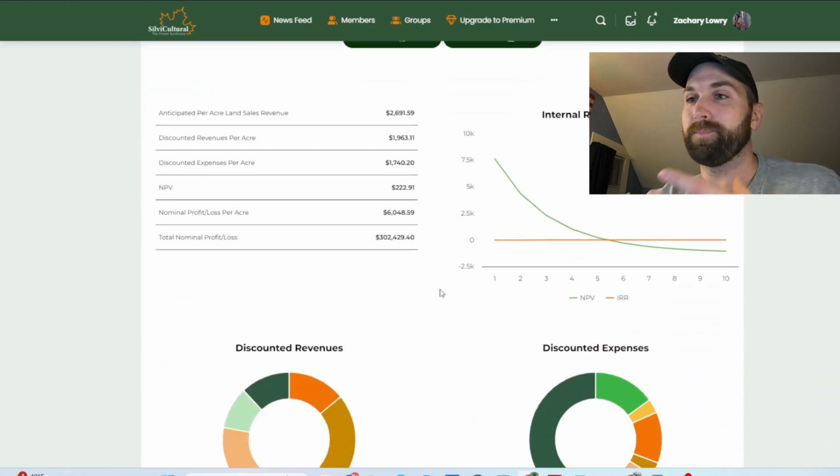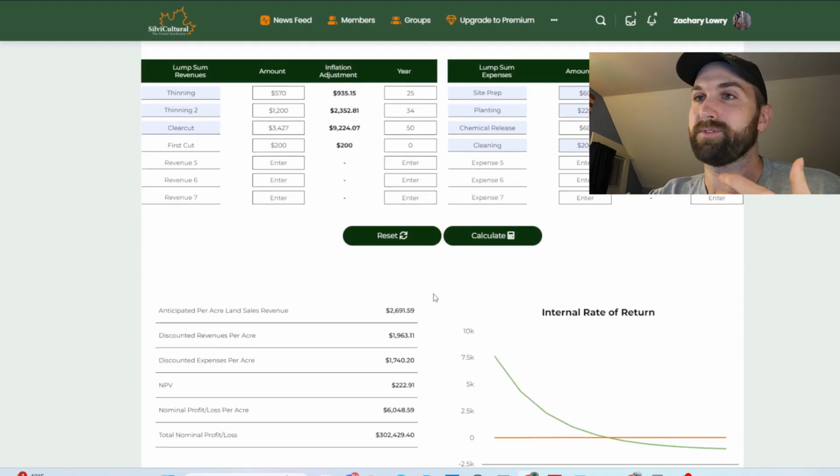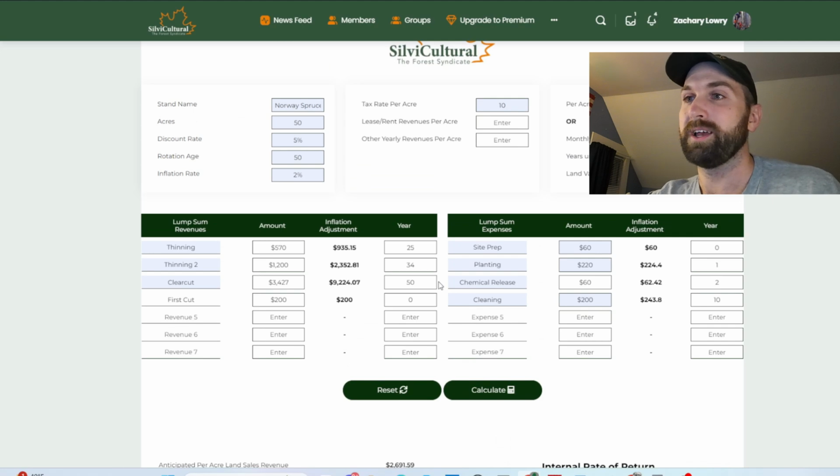So anyway, I wanted to show you guys more of this financial analysis tool on SilviCultural, and I thought discussing plantations and the economics behind plantations would be a great way to do that.